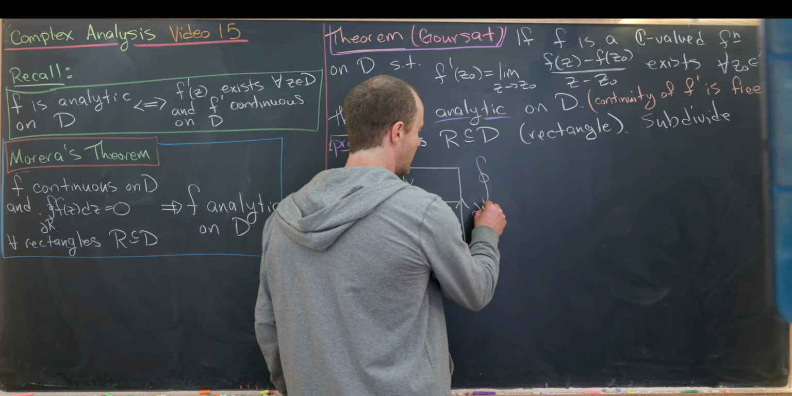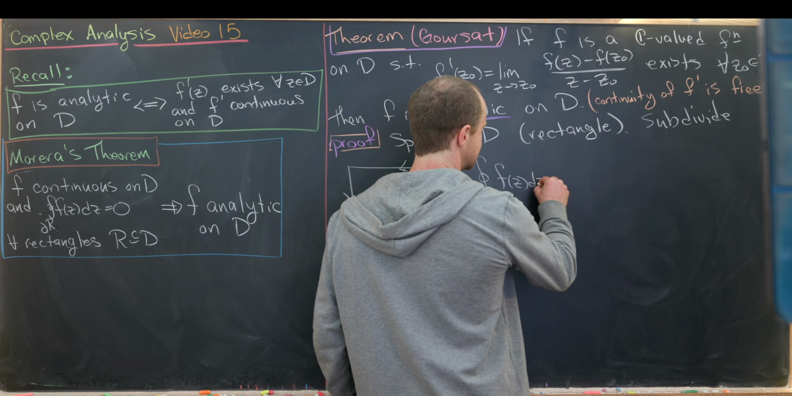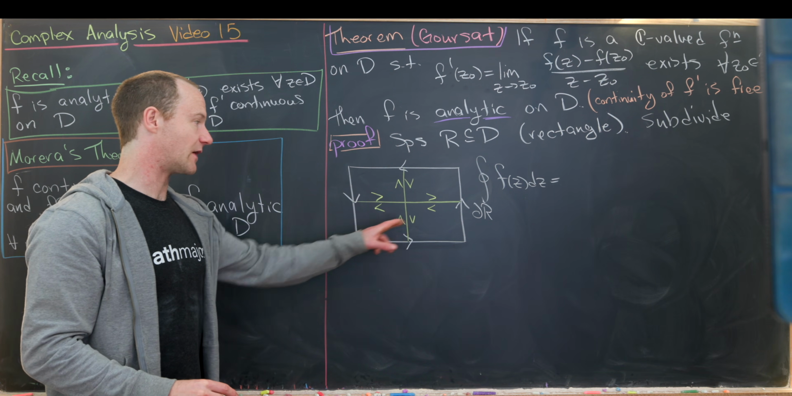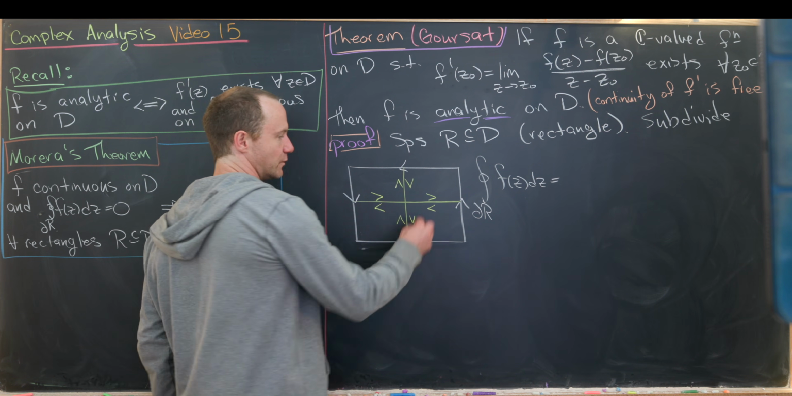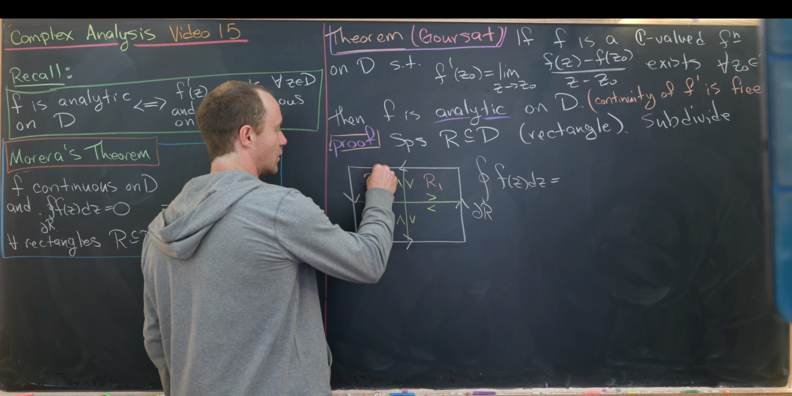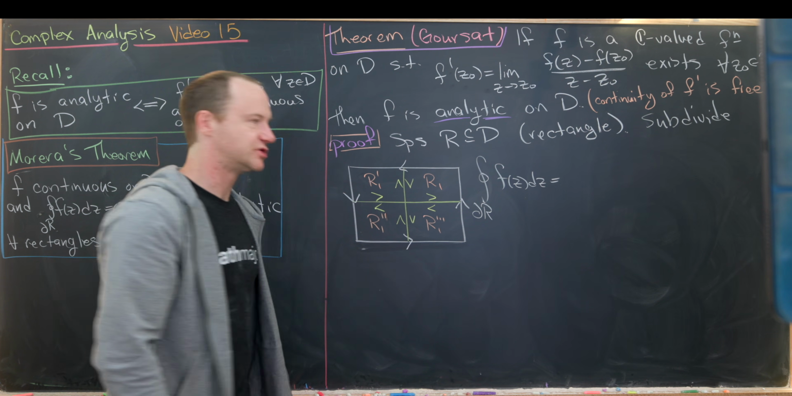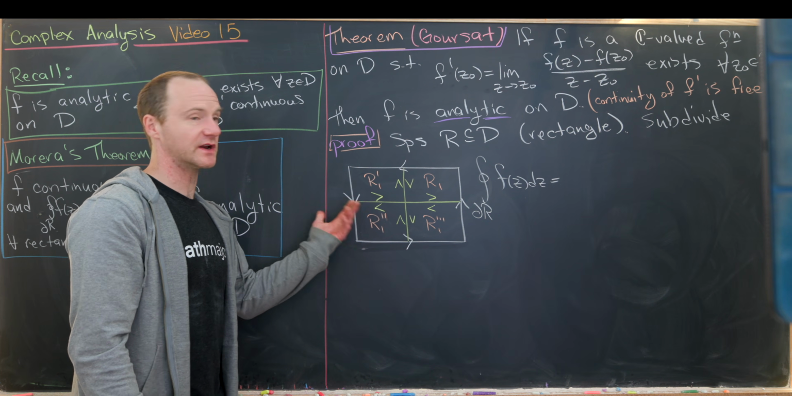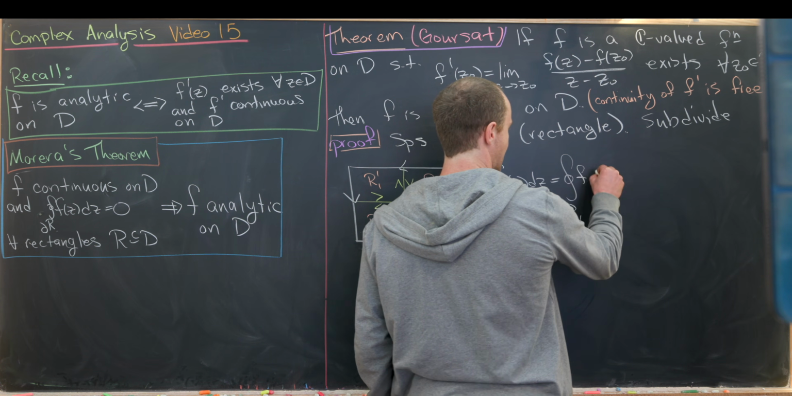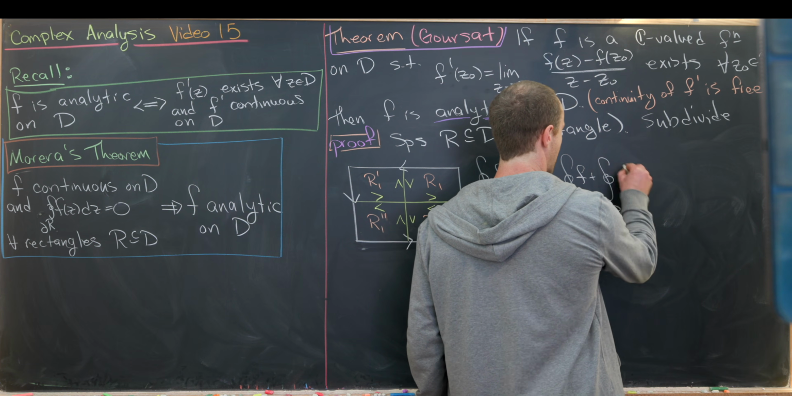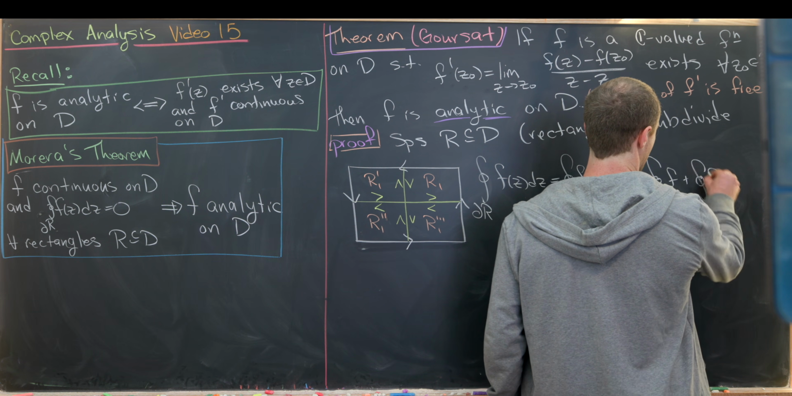Now we can take the integral over the boundary of R. Recall that this is R, and that will be equal to the integral of f of z dz, which is equal to the sum of the integrals over the boundaries of these subdivided regions. Let's give these subdivided regions some names. We'll call this one R1, this one R1 prime, R1 double prime, and R1 triple prime. You might ask why I am not just doing R1, R2, R3, and R4, and that's because I'll really want to define R2 to be something else. So this is going to be the integral over the boundary of R1 of f, plus the integral over the boundary of R1 prime of f, plus the integral over the boundary of R1 double prime of f, and finally plus the integral over the boundary of R1 triple prime of f.